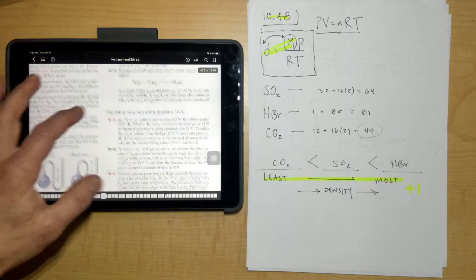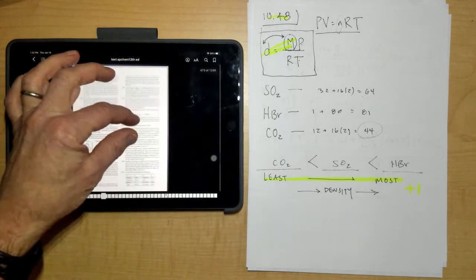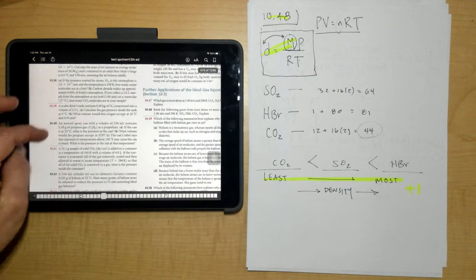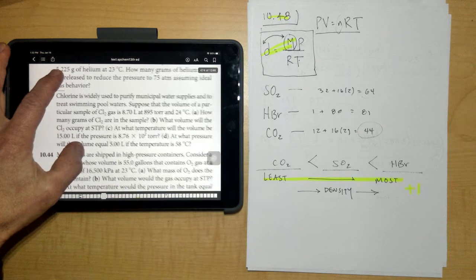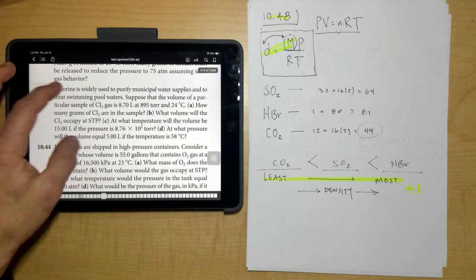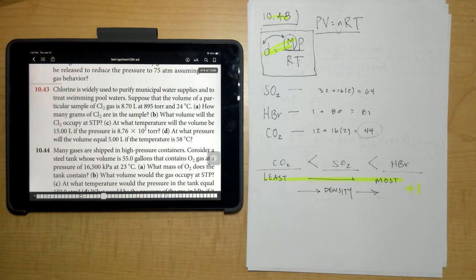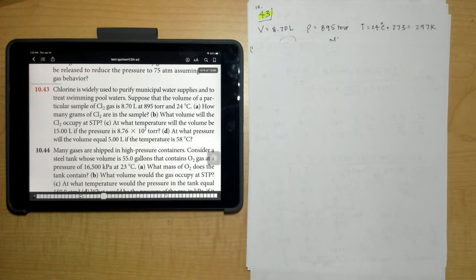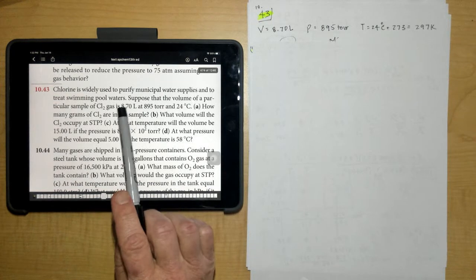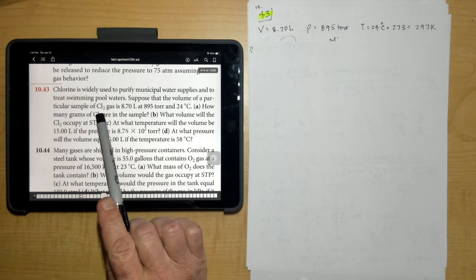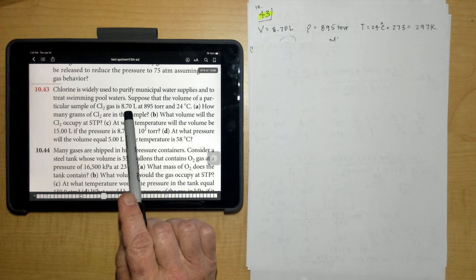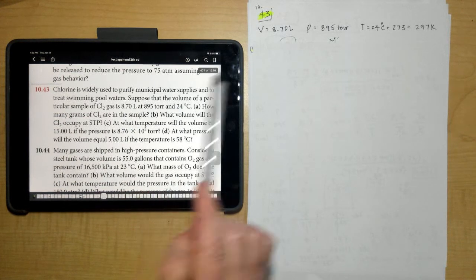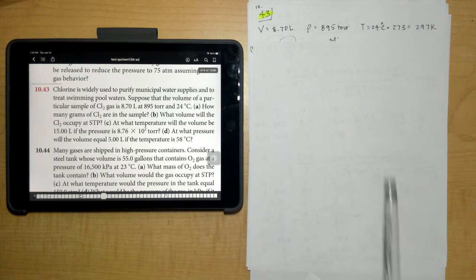All right, probably the toughest problem right now, number 43, is next. Toughest because it's long and there's lots of parts to it. Maybe the other ones are tougher, but anyway, this has got several parts to it. This one talks about chlorine gas in a municipal water supply, something we just talked about. It's also used in swimming pools. Suppose that the volume of a particular sample of chlorine gas is, and then here's our volume, our pressure, and our temperature. Notice I organized it right away.